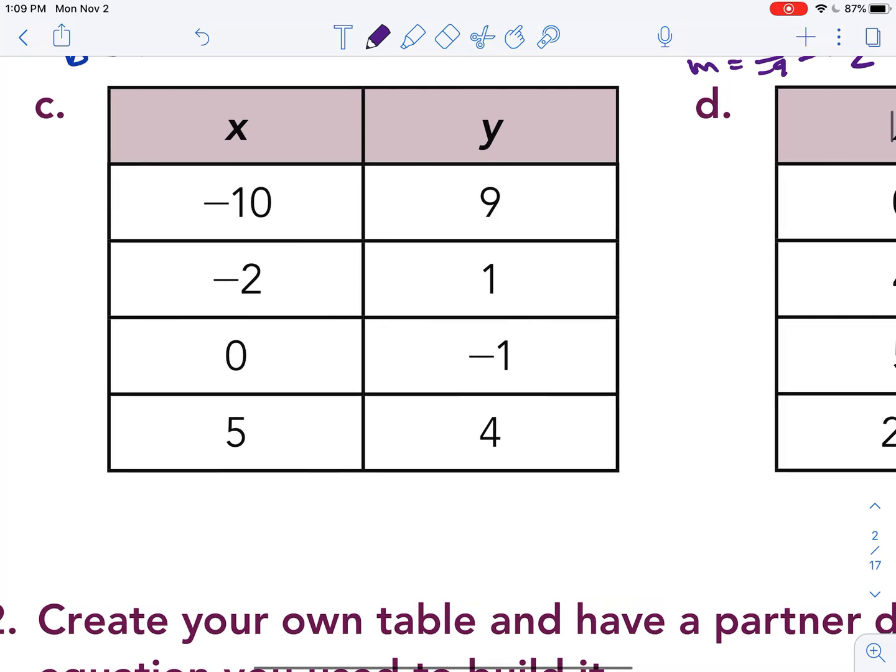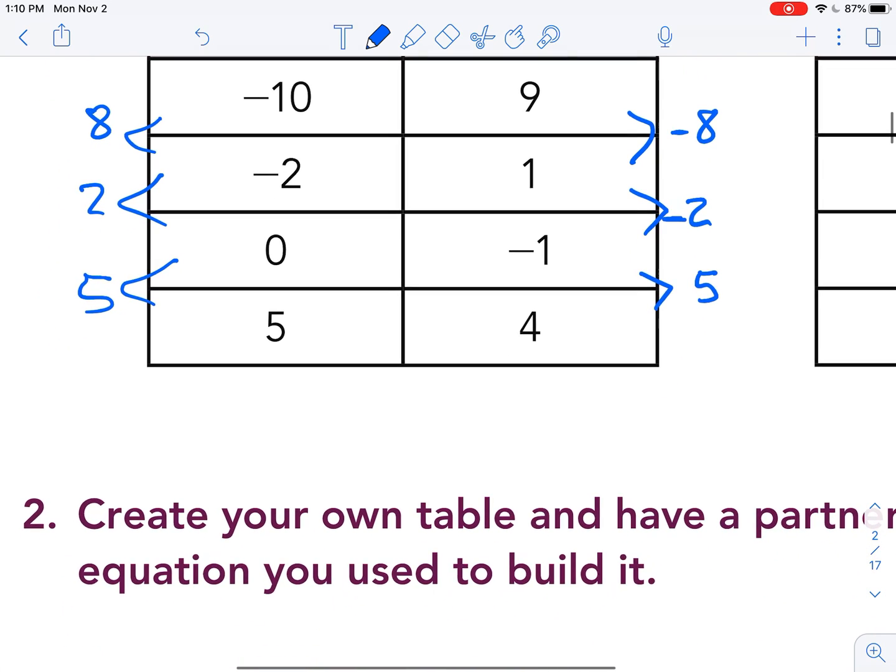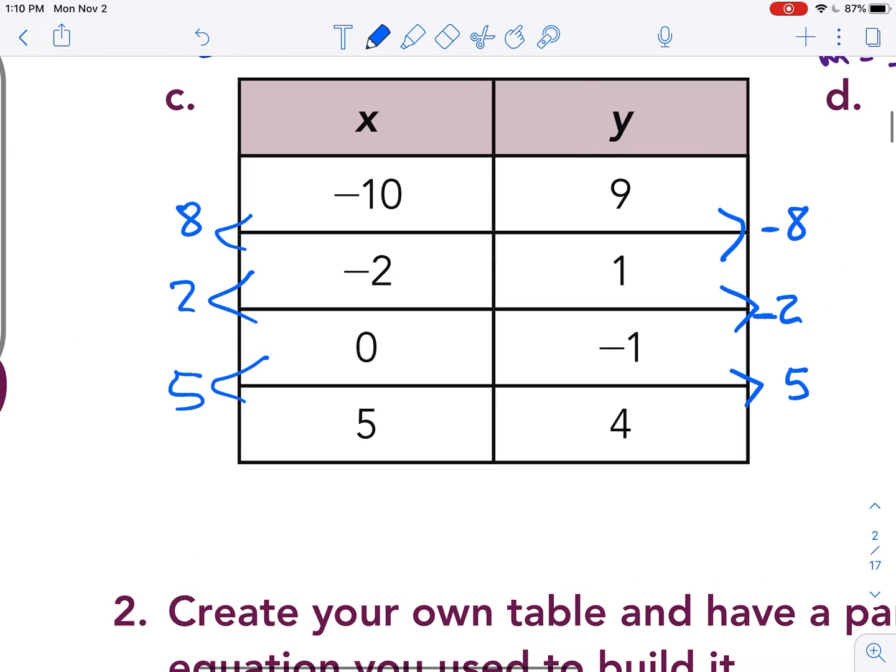Now, on this one, let's look at it. So, this goes down by 8. This goes down by 2. This goes up by 5. This one goes up by 8, up by 2, up by 5. Now, the slope would be negative 8 over 8, which is negative 1. Negative 2 over 2, which is negative 1. 5 over 5, which is positive 1.